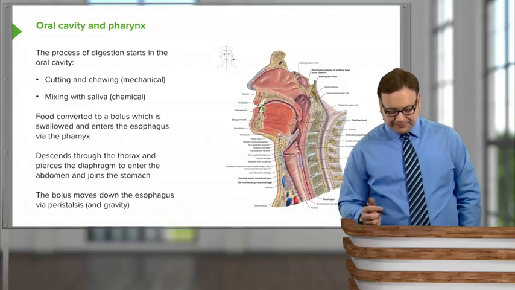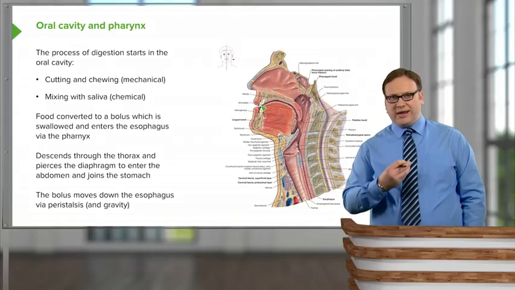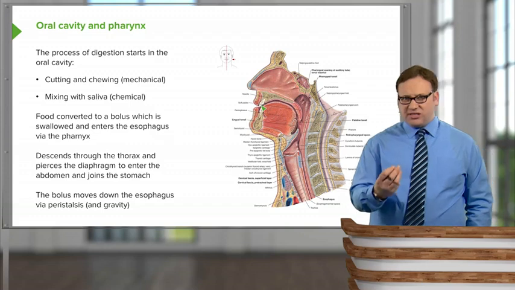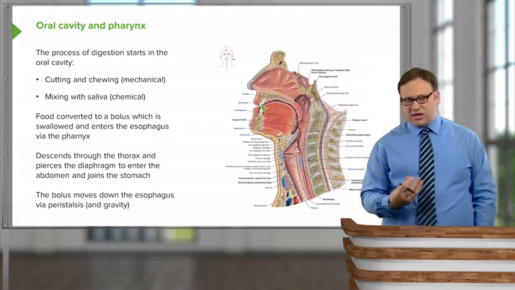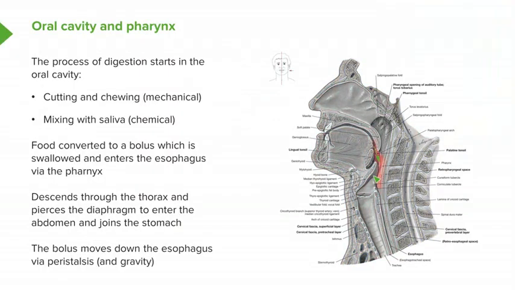And we can see that within the oral cavity, this process of cutting and chewing, this mechanical digestion has started. This mixes with saliva, allowing the chemical digestion to start as well. And then during the process of swallowing, this food is passed into the pharynx, which we can see here.